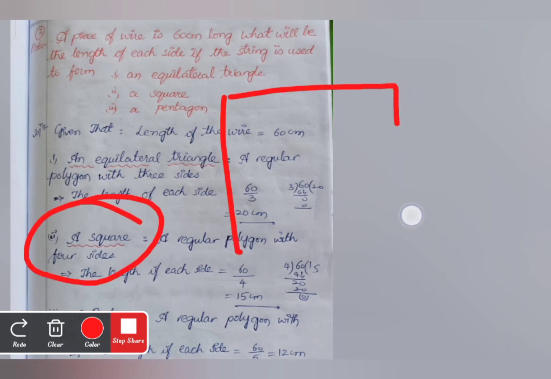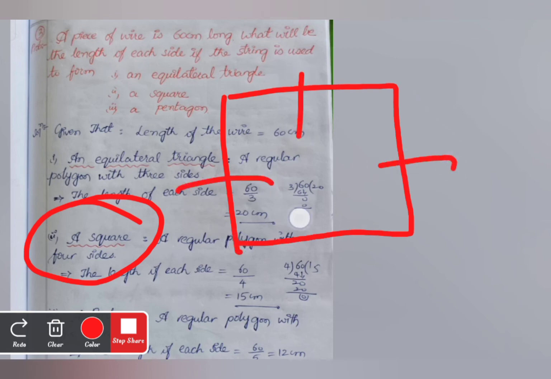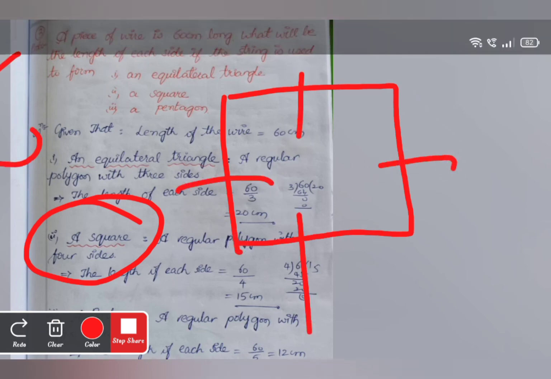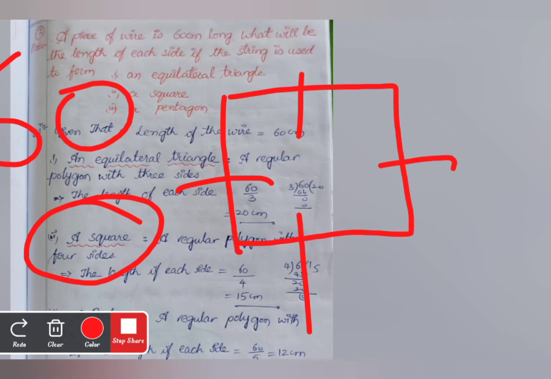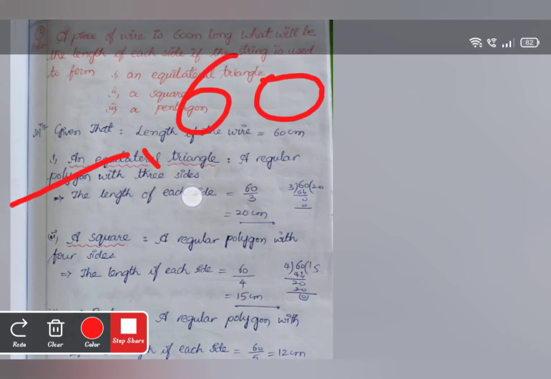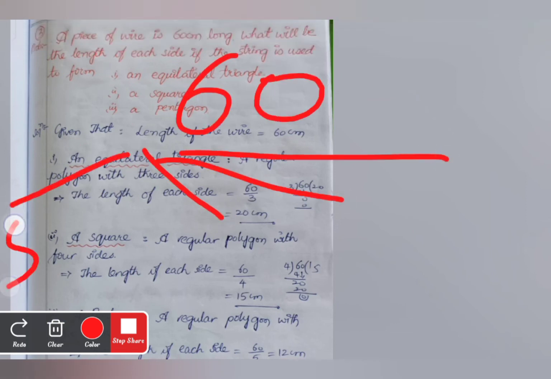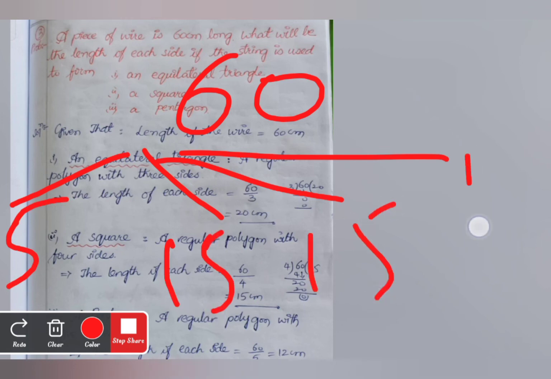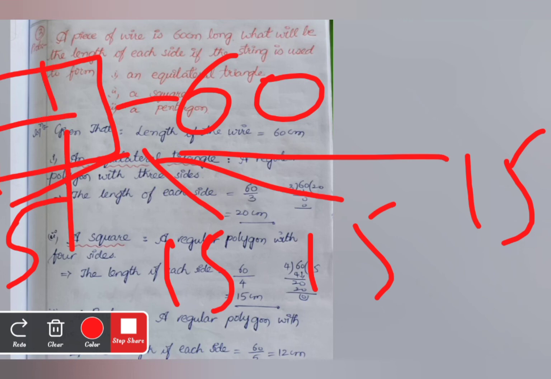In a square, 4 sides will be there. So the total length is 60, and 60 should be divided by 4. You have to make 4 equal parts of 60. 15. Very good. 15, 15, 15, 15. So here each side of the square will be 15 centimeter.